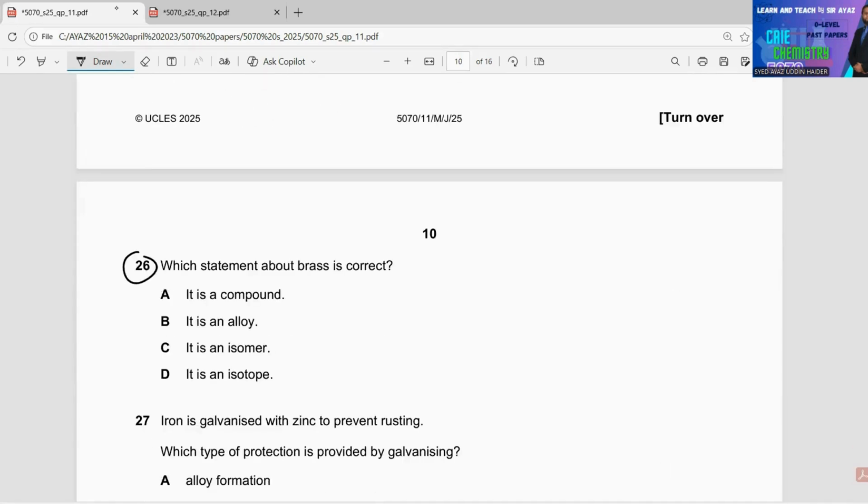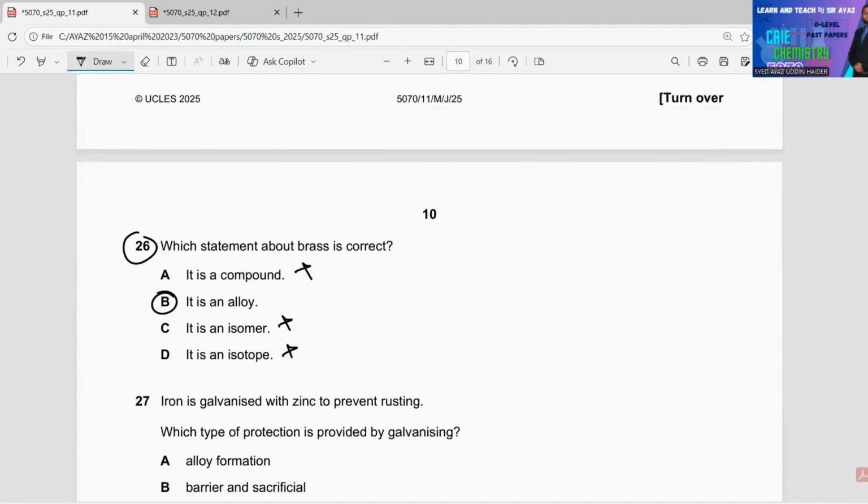26. Which statement about brass is correct? Brass is an alloy. So it's very easy. B must be the right answer. It's not a compound. It's not an isomer. It's not an isotope. 27.